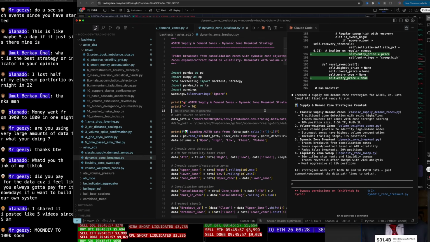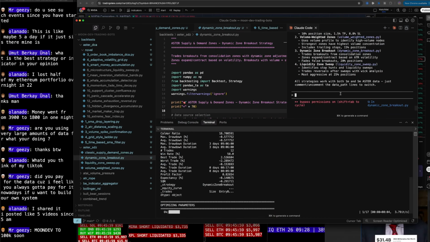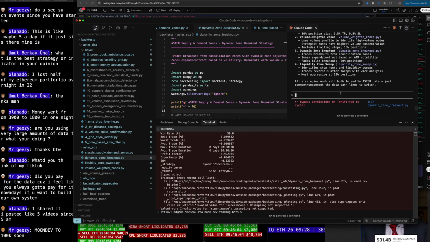Dynamic zone breakout. Can you make sure that one of these ideas is taking the bottom part of the wick to the top part of the wick, or the close to the top of the wick for the supply zone, and the close to the bottom of the wick as the demand zone, and then buying in between those prices or selling in between those prices? And then I also want you to do that same idea long only. Okay, I want to test those two new ideas for the supply and demand zones. Thanks.